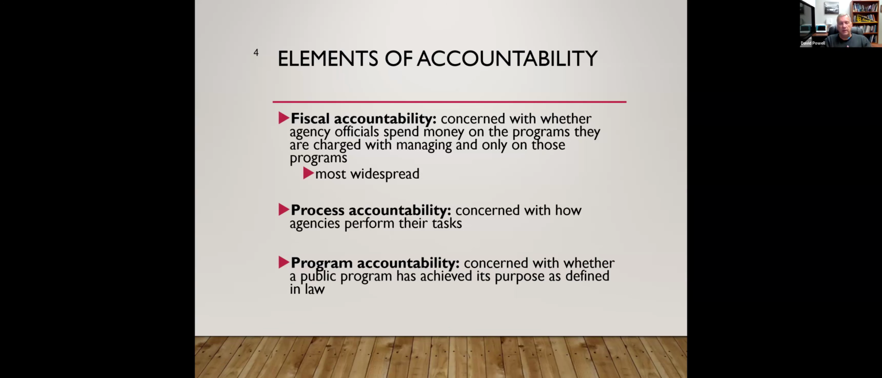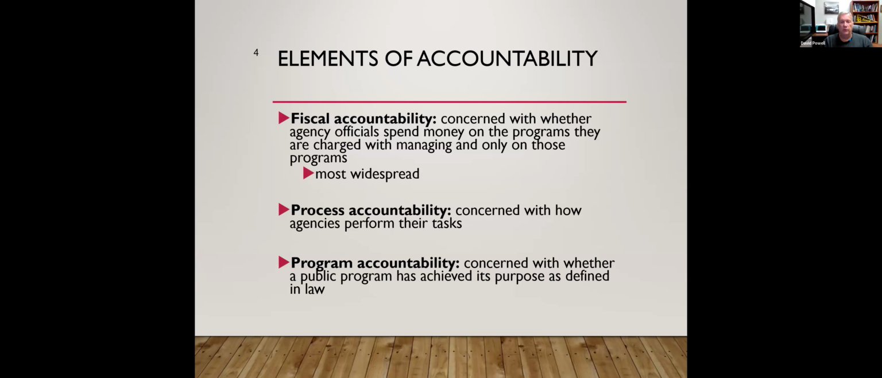And then the third approach to accountability is called program accountability. Here we shift our focus more to the outcomes of a public policy. So we ask the question, how well is this policy or this program achieving its desired goals and objectives? And so we want to see how effective this program or this policy really is. And we hold administrators accountable for whether or not they are achieving programmatic goals and objectives.